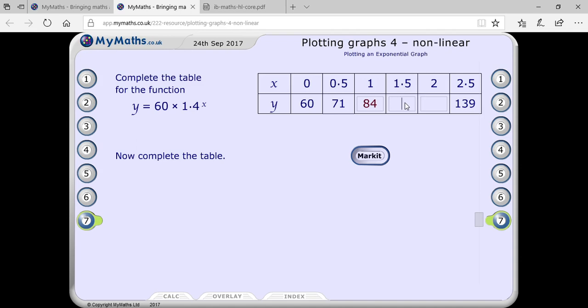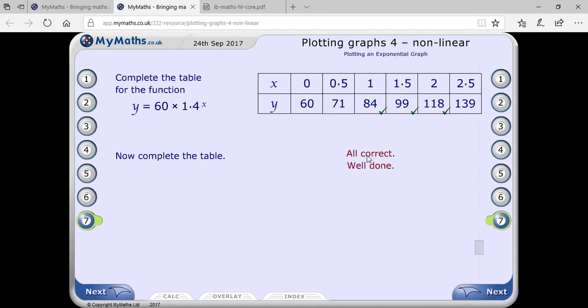1.5 is 99.3. What are you saying? 99.3. So you are getting 99.3, and when you plug in x equals 2, you get 117.6. So we can make it 118. And 99.3, so you can make it 99. So let's mark it.